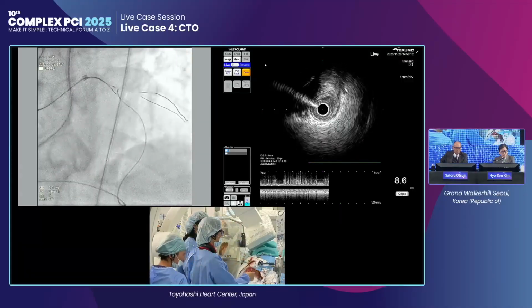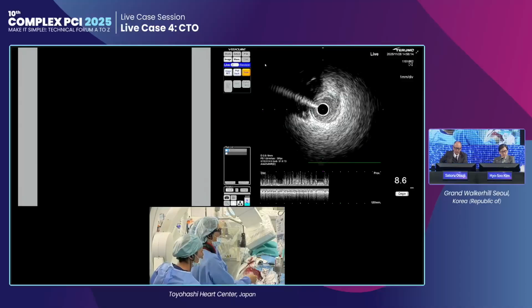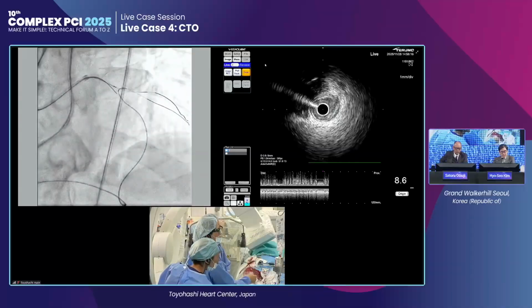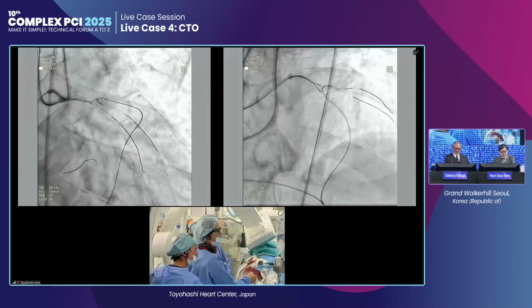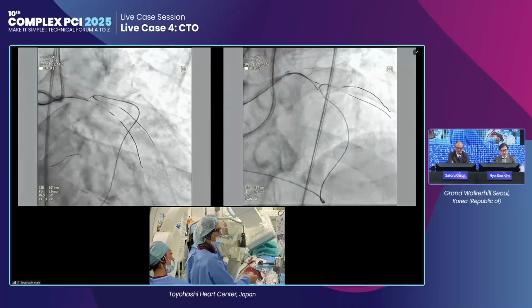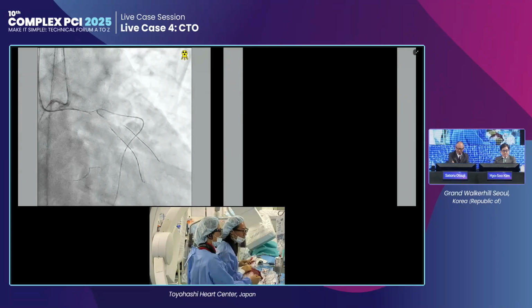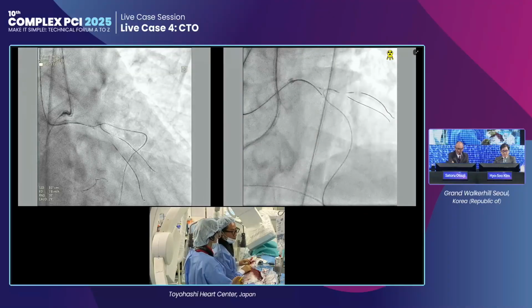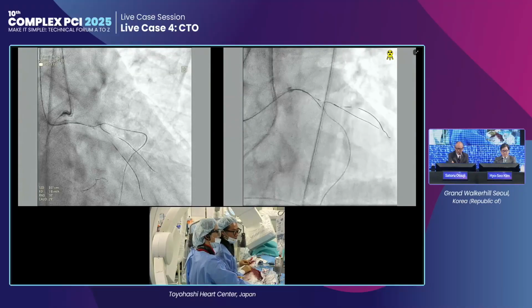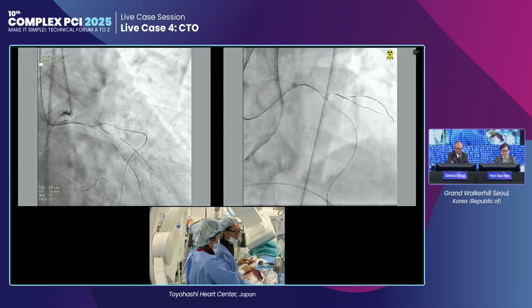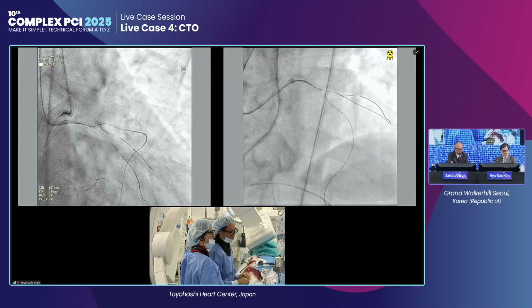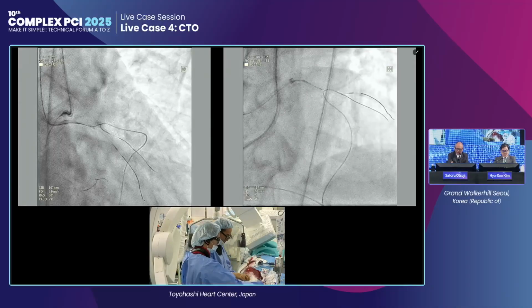Okay, this is completely covered. Then by the microcatheter, puncture the retro catheter with the antegrade wire. Okay, that is difficult. Next, I will change the microcatheter curve a little bit. If you use the stiff wire from the retro, maybe you may create a large false lumen.